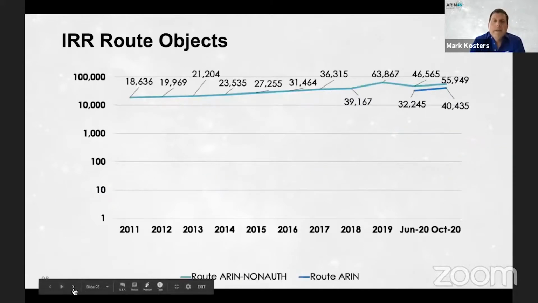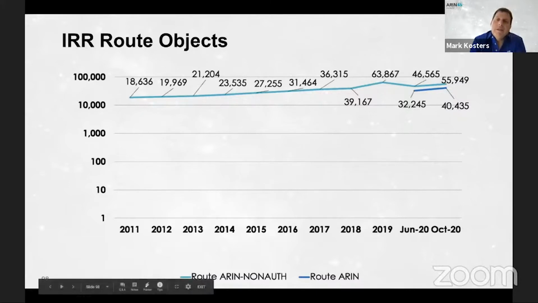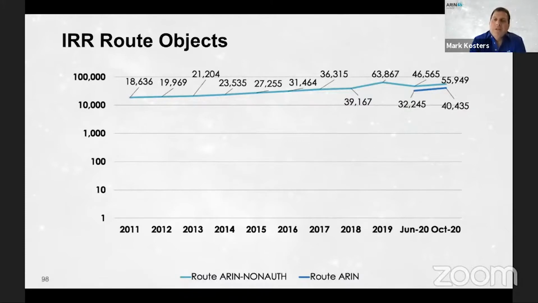Next slide, please. But this is where things get kind of interesting. You would think that the old IRR, the non-authenticated IRR, would start having a drop in the number of routes. That is certainly not the case here. You can see that it increased by almost 10,000. Likewise, the number of authenticated objects also increased by a good number as well, about 8,000. So this is one of the things I found fairly surprising when I went ahead and did the graphs for this. Next slide, please.